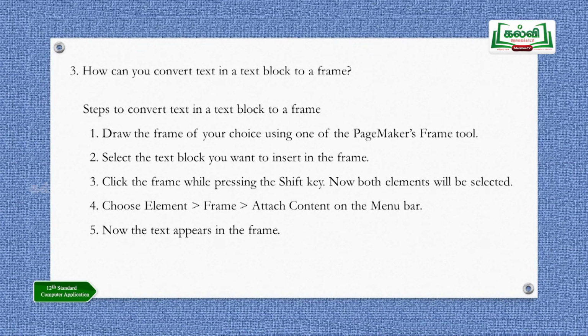Draw the frame of your choice using one of PageMaker's frame tools. Select the text block you want to insert in the frame. Click the frame while pressing the shift key. Along with the shift key, you click the frame. Now, both the elements will be selected.